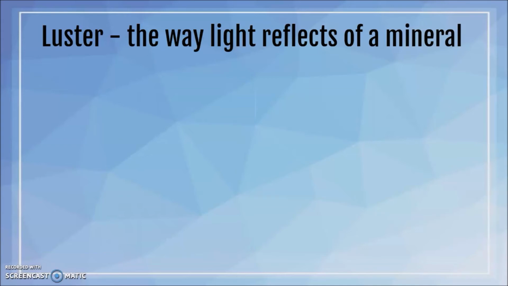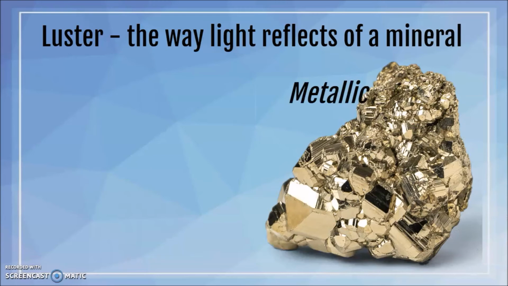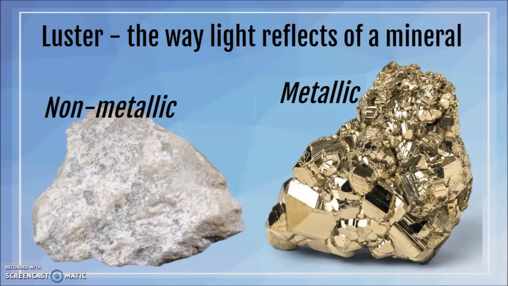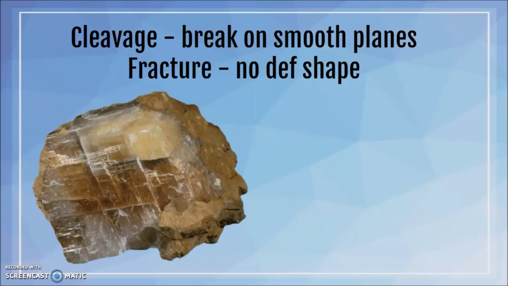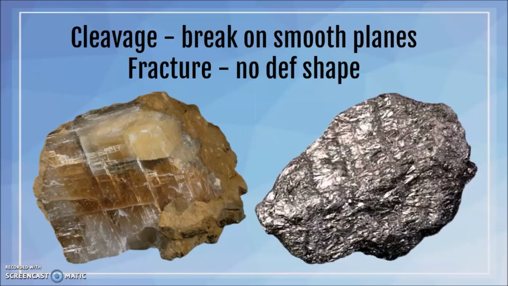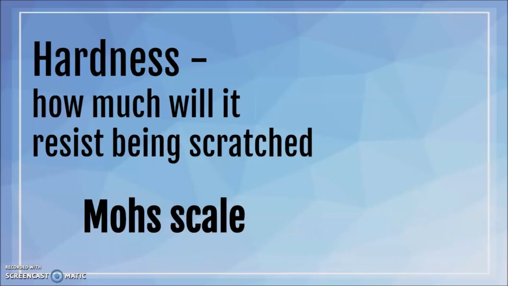Luster is the way light reflects off a mineral. Metallic luster means that when the mineral reflects light, it's going to be shiny, and non-metallic luster means that it's not going to be shiny. So minerals can be broken down into these two categories. Another property is the way the minerals break. When minerals break on smooth planes, this is called cleavage, and when it breaks in no definitive shape, this is called fracture. And finally, the last property that helps us identify different minerals is the hardness, which we judge on how much it will resist being scratched.